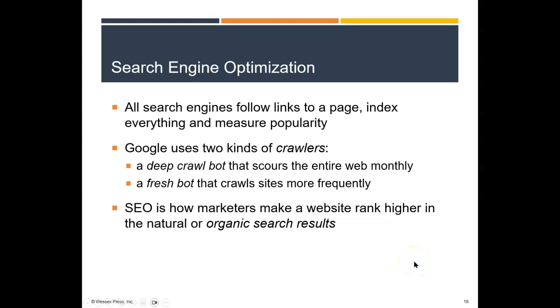Search engine optimization. All search engines follow links to a page, index everything, and measure popularity. Google uses two kinds of crawlers: a deep crawl bot that scours the entire web monthly, and a fresh bot that crawls sites more frequently. SEO is how marketers make a website rank higher in the natural or organic search results.